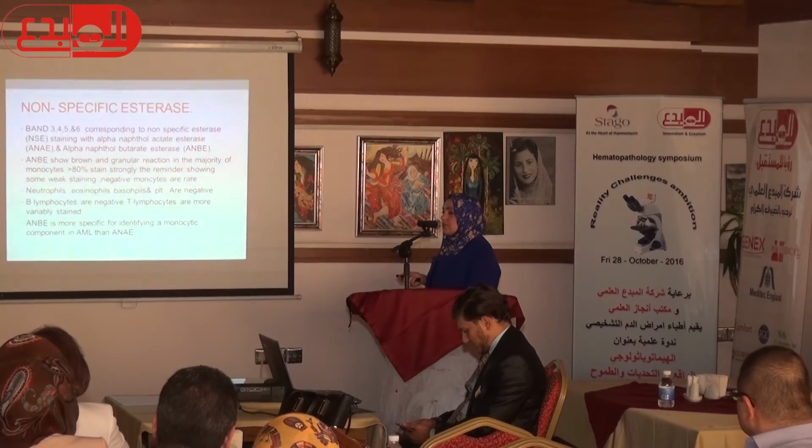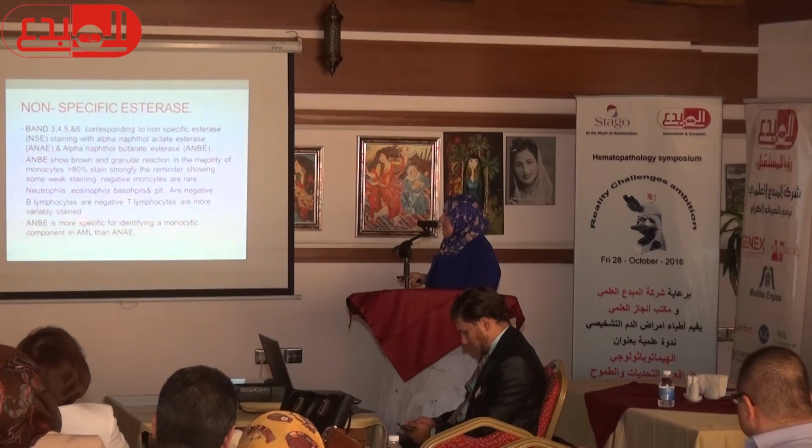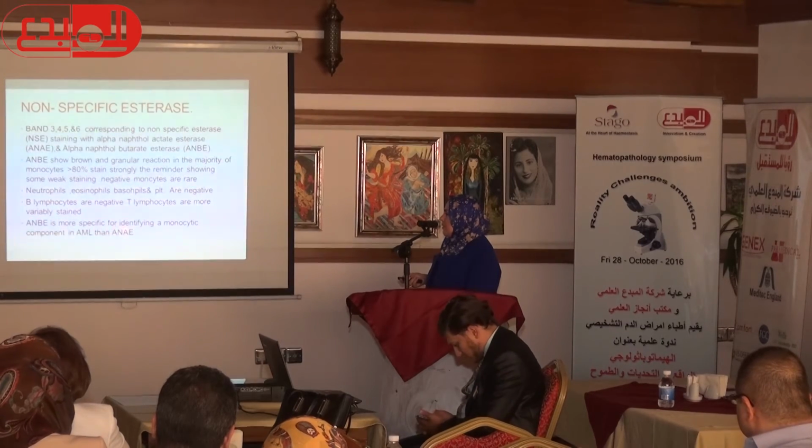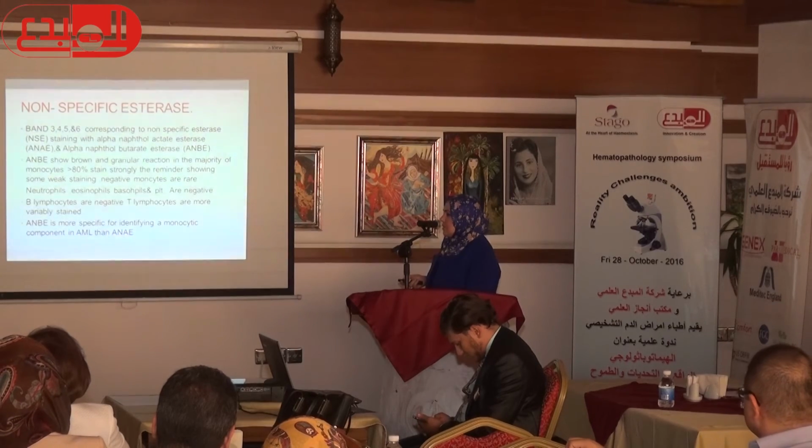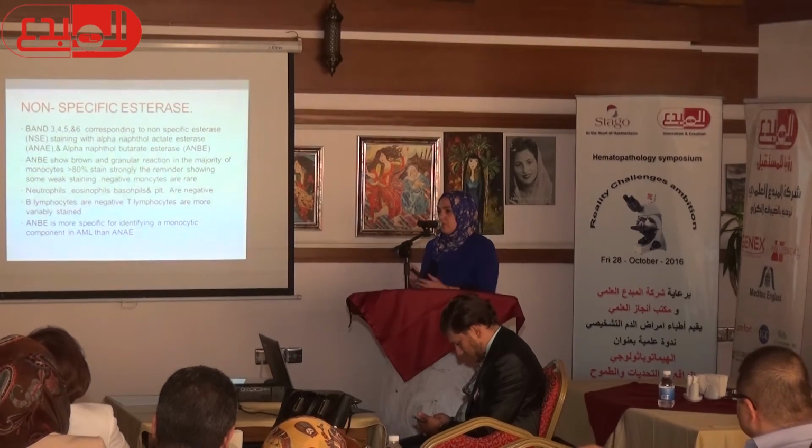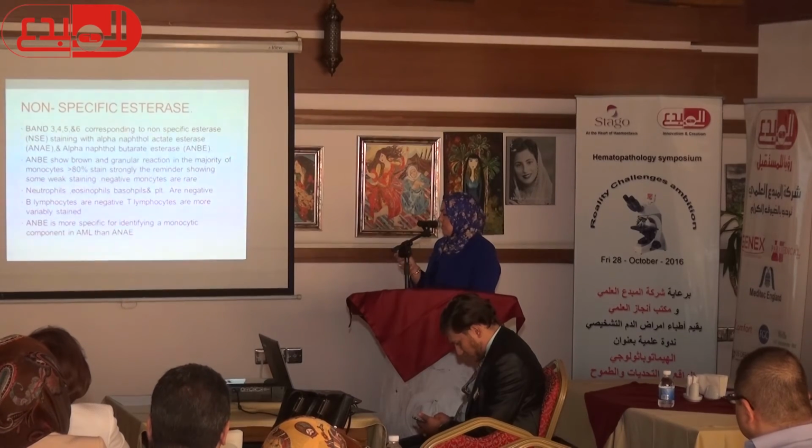That's why this stain is of benefit. B lymphocytes are negative. T lymphocytes are more variably stained. Alpha-naphthyl butyrate esterase is more specific for identifying a monocytic component in AML than alpha-naphthyl acetate esterase. So if we have to choose a stain, we have to choose alpha-naphthyl butyrate esterase.